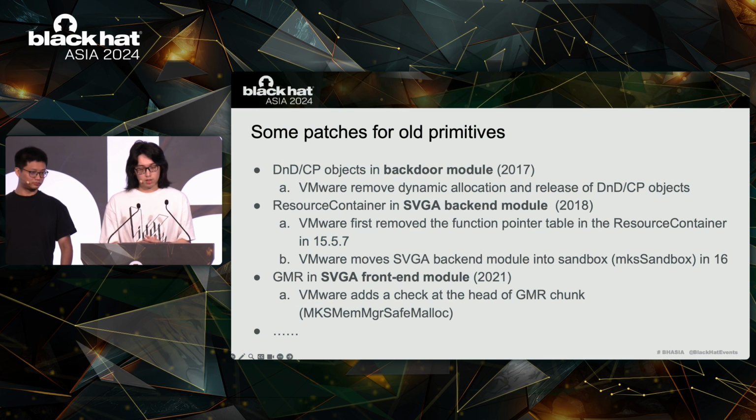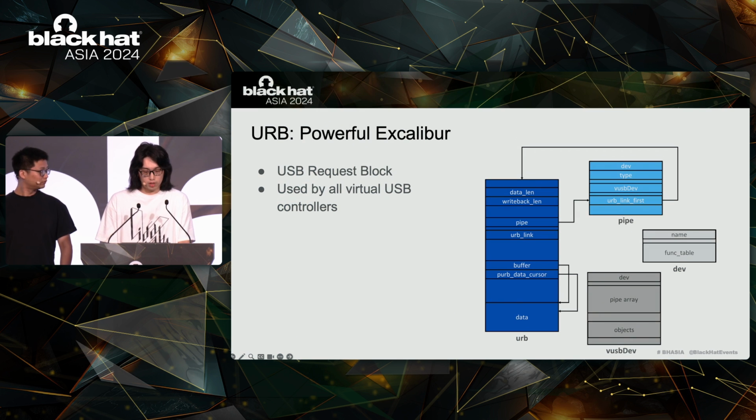After searching and analyzing these historical exploit flows, we found that there was no exploit primitive that could be used directly. So we had to look for one ourselves. Fortunately, we finally found a new exploit object. This powerful Excalibur we found is the URB, the object we mentioned earlier when analyzing the vulnerability.